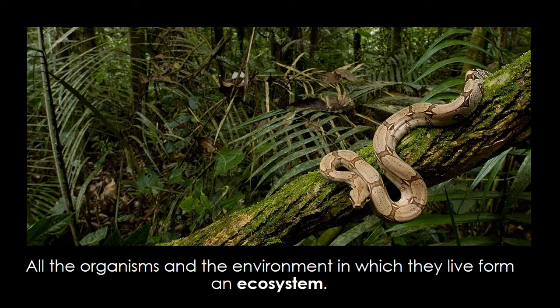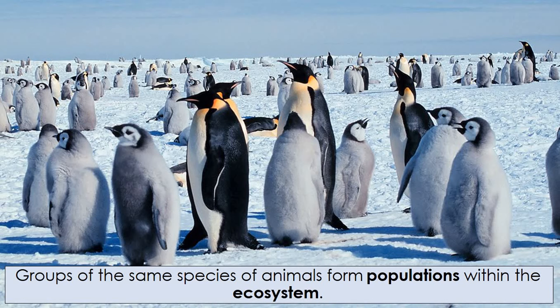So all the organisms and the environment in which they live form the ecosystem. And ecosystems can be enormous, ecosystems can be much smaller, and within those ecosystems there will be different habitats as well, which we'll explore as well. Groups of the same species of animals form populations within the ecosystem. So here we have a population of penguins, really cute penguins.